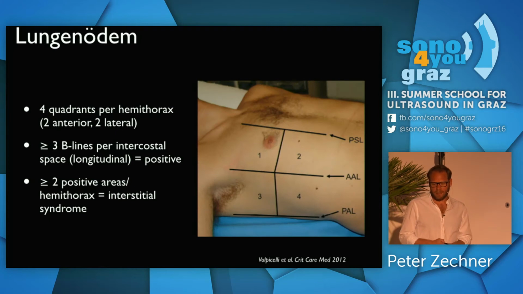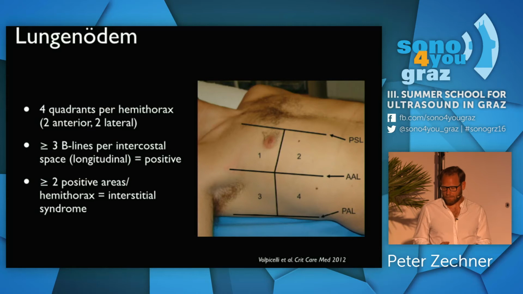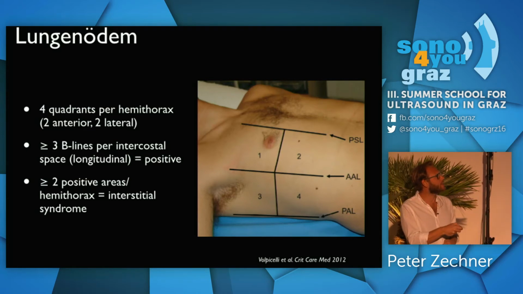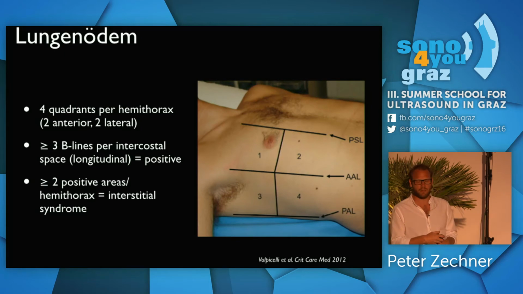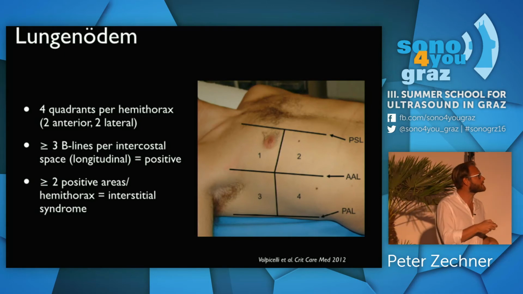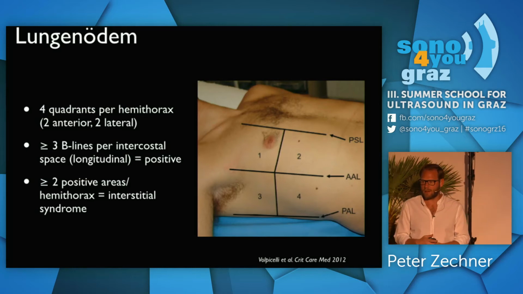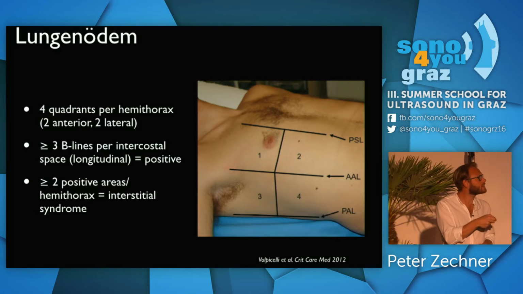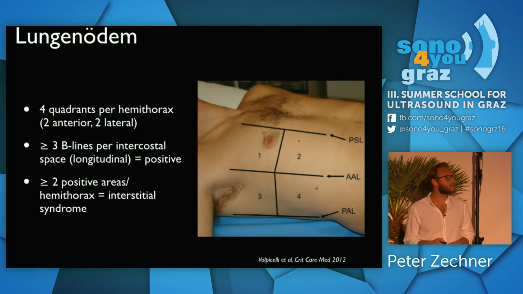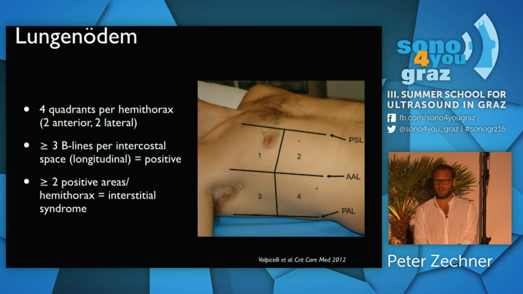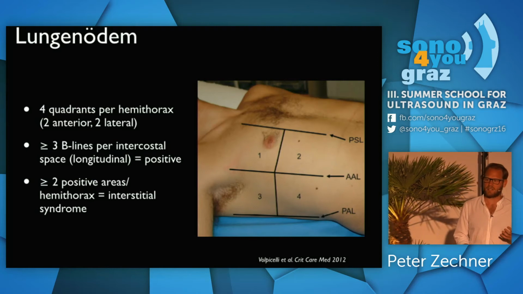What do we find in patients with pulmonary edema? First of all, we have to divide the anterior and lateral chest wall into 4 quadrants, 1, 2, 3, 4. And then we scan every one of these regions using a longitudinal scan, as I showed you before. And then we count the number of B-lines. If we find 3 or more B-lines in one intercostal space, this area is positive.